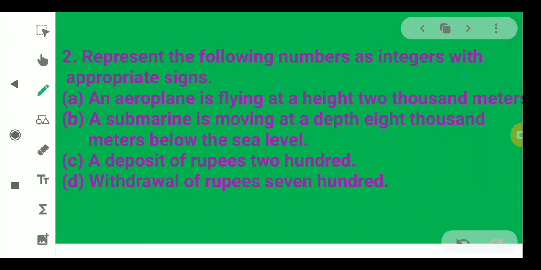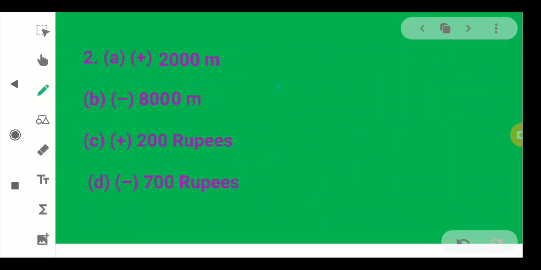Now first of all, the first one is an aeroplane is flying at a height of 2000 meters. Now aeroplane is flying at a height of 2000 meters. So it is above the ground. So above the ground we take the positive sign. So we will write plus 2000 meters. So mathematically to represent it, we will represent it by plus 2000 meter.